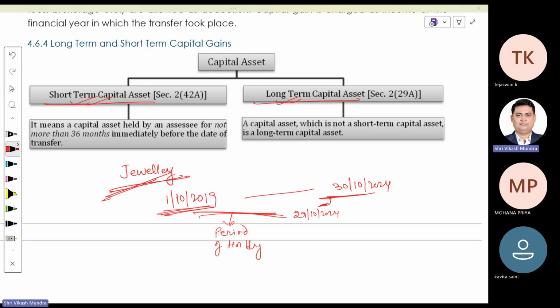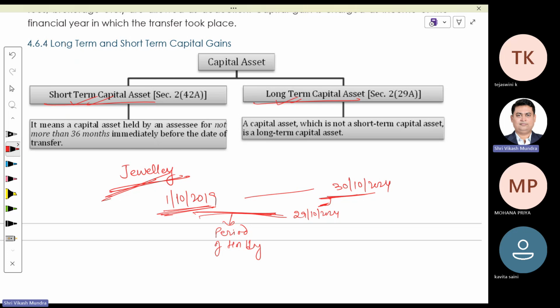Is it clear? One of the easiest calculations is to find out whether my capital asset is a short-term or long-term one. Just calculate the period of holding. How could I calculate my period of holding? It is the gap between the date on which I acquire the asset and the date immediately before the date on which I'm transferring it.